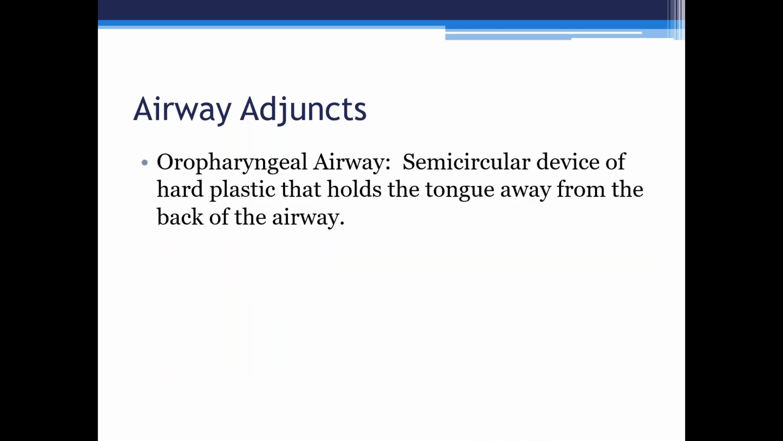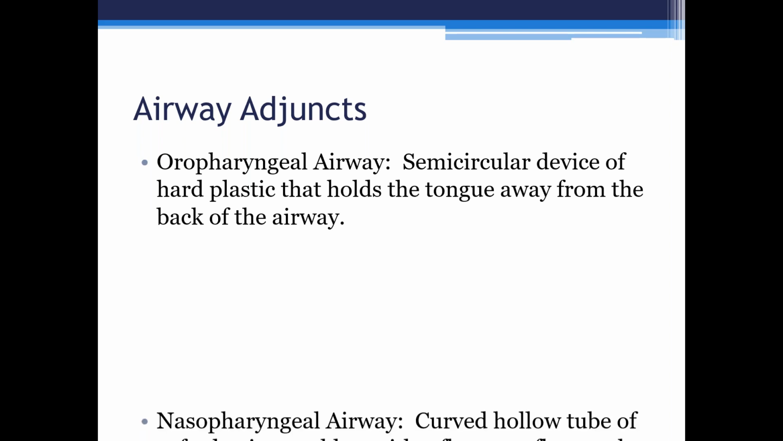Now, airway adjuncts that we can utilize. We can utilize an oropharyngeal airway, a nasopharyngeal airway, or, depending on our protocols and guidelines, we can also use a supraglottic airway, which is going to be our advanced airways, whether it's a Combitube, an i-gel, or a King airway. But first, we'll talk about the oropharyngeal airway. It's a semicircular device, usually hard plastic, and it's going to hold the tongue away from the back of the patient's airway, inserted into the mouth.